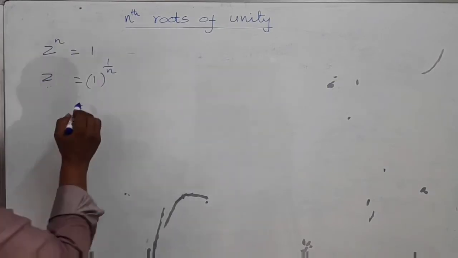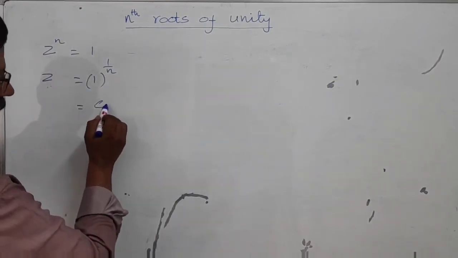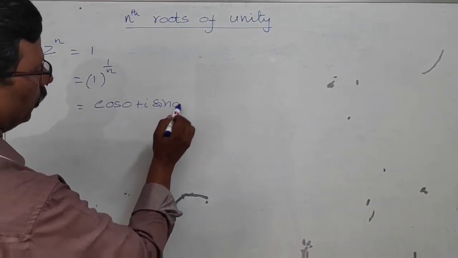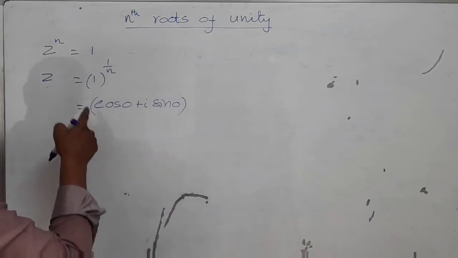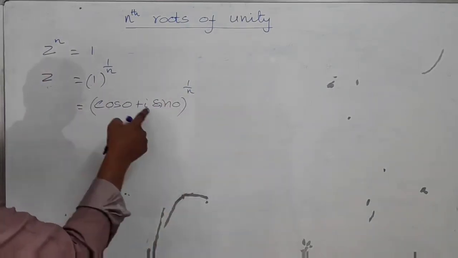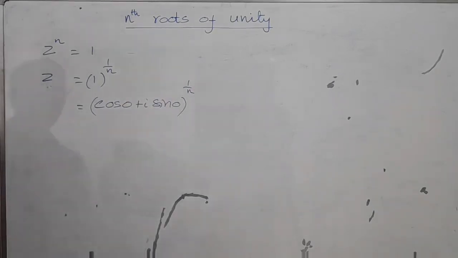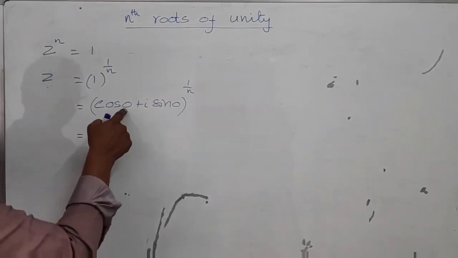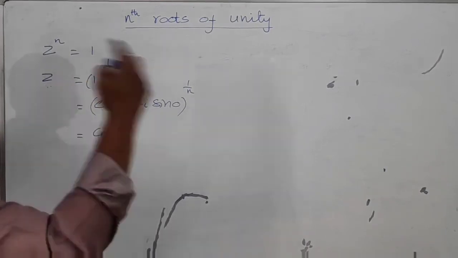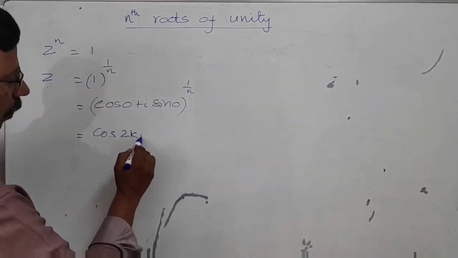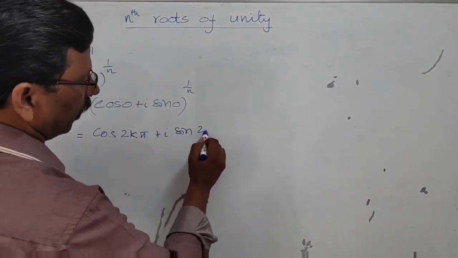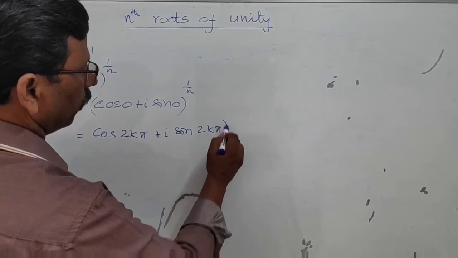Now, you have to convert this into the polar form. Already I told in the last class, cos 0 plus i sin 0 is the polar form of this complex number 1, because cos 0 is 1 and sin 0 is 0. After that, you have to add 2k pi to this argument. Therefore, you can write cos of (0 plus 2k pi), which is 2k pi, plus i sin of (0 plus 2k pi), which is 2k pi.